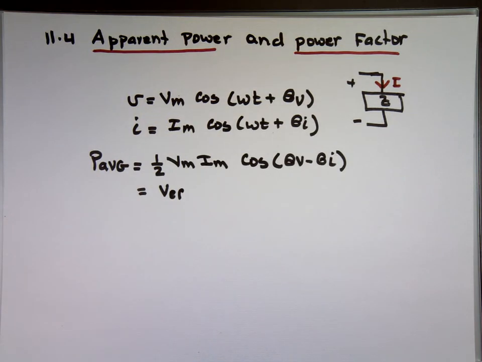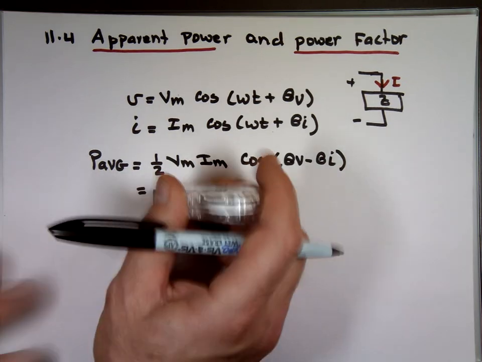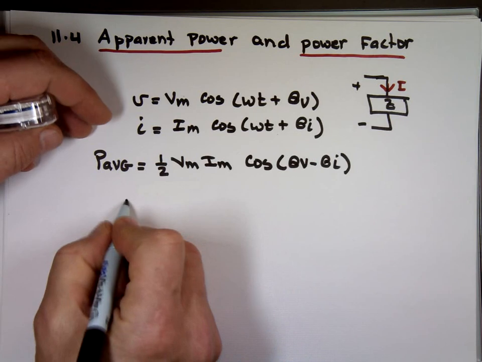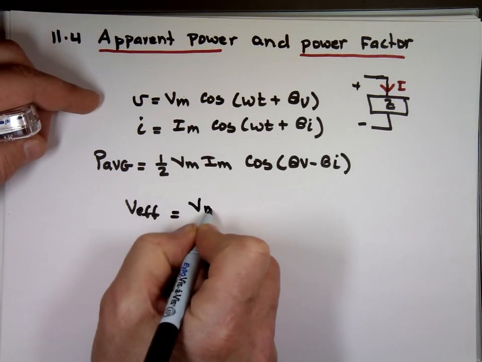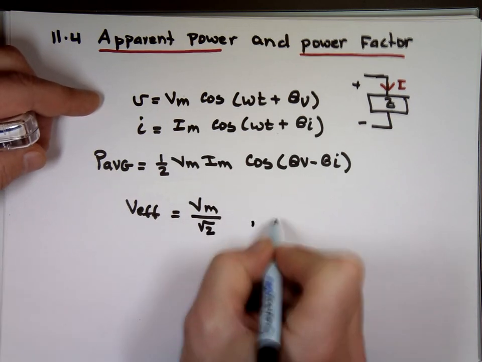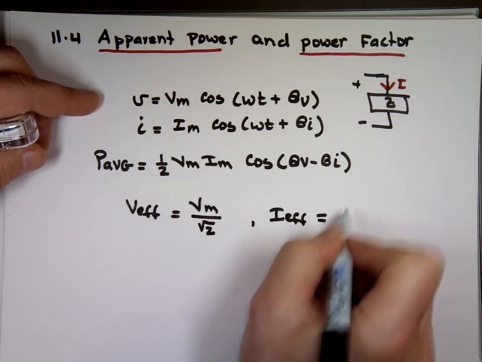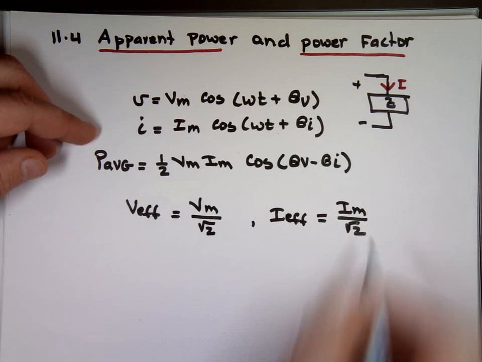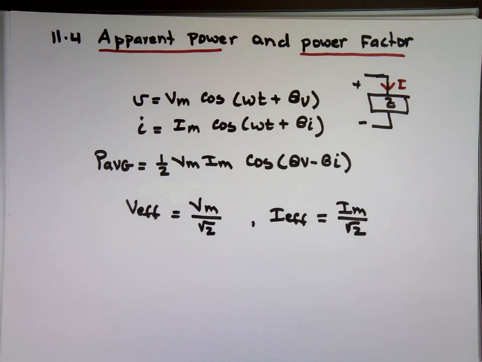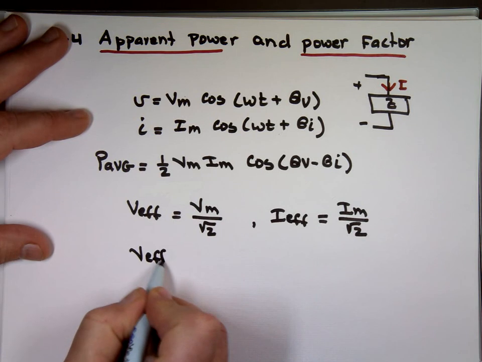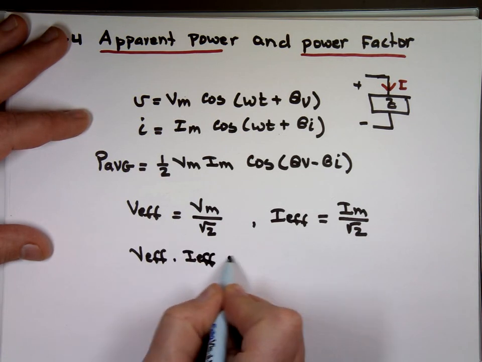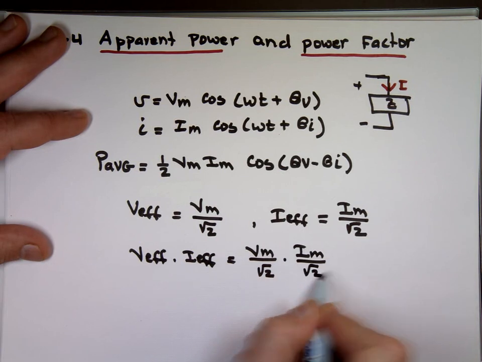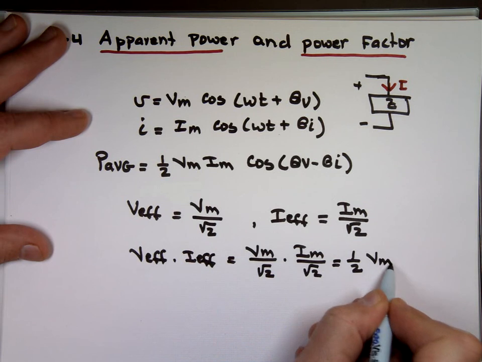The RMS, or the effective value, whatever you want to call it. We did this one. We found that if you have a cosine function, then the V effective for it is going to be the V max over the square root of 2. And also the I effective, we did the derivation, it's I sub max over the square root of 2. So if you take V effective times I effective, what are you going to have? You're going to have V max over the square root of 2 times I sub max over the square root of 2. And if you do the math, what is that equal to? Isn't that 1/2 V max I sub max?